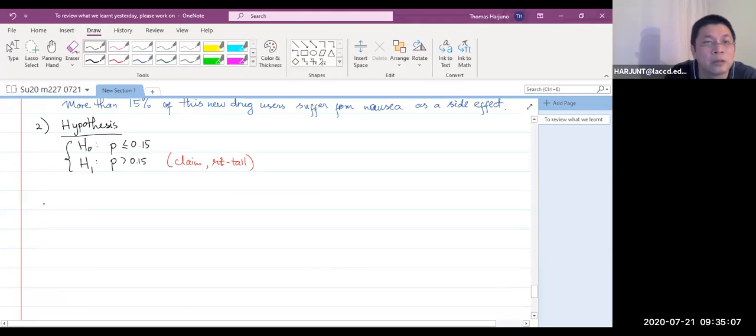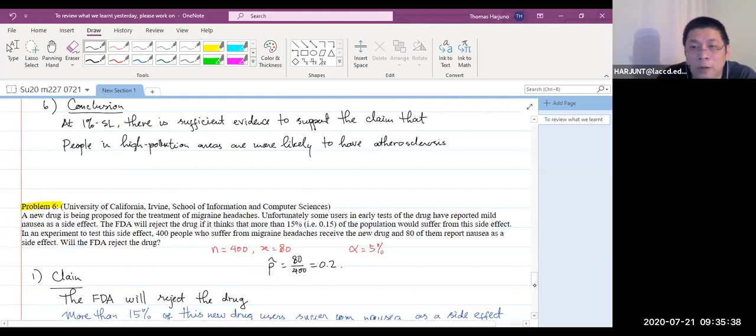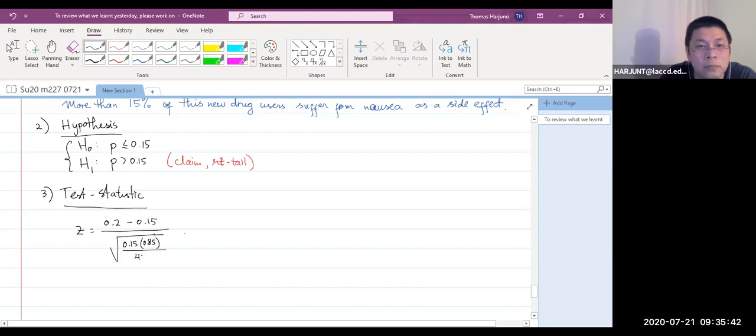Then step 3, test statistic. Z equals 0.2, that's the p hat, minus 0.15, that's the p, over the square root of p q over the sample size, which is what again? 400. So 0.05 divided by the square root of 0.15 times 0.85 over 400. That's 2.8. Oh, that's really big. 2.80056. So step 4, p value.